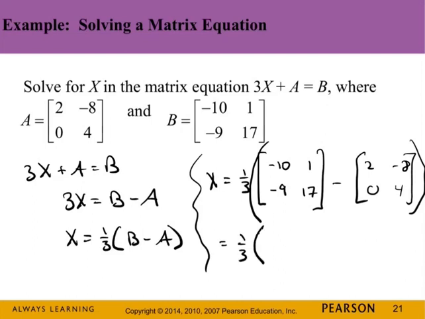If I say B minus A, 10 minus -2 is a -12. 9, -9. 17 minus 4 is what? 13. Okay. And if we distribute a third, we get what? -4, 3, -3. Oh, is that 13? It's the only one that's a little weird. Well, we get 13 over 3.